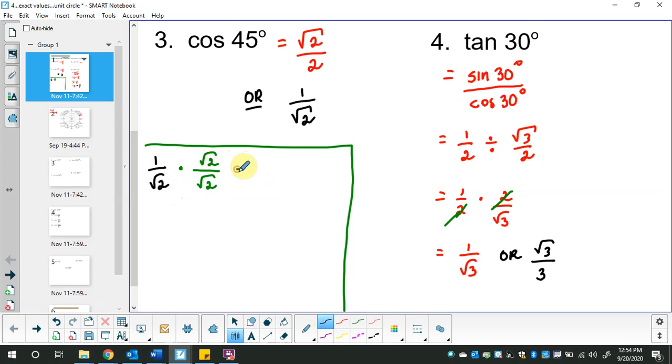Then if we multiply across the top, we get root 2. And if we multiply across the bottom, we get root 4. Root 2 can't be made to look any nicer. Root 4 can, and that's how this answer gets simplified and why these two are the same value.